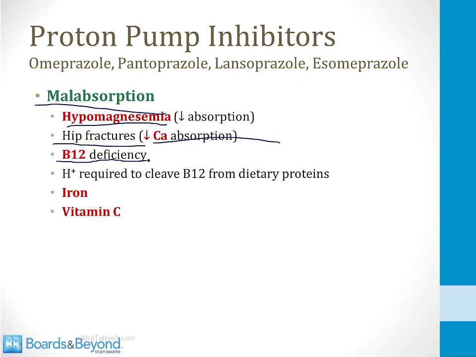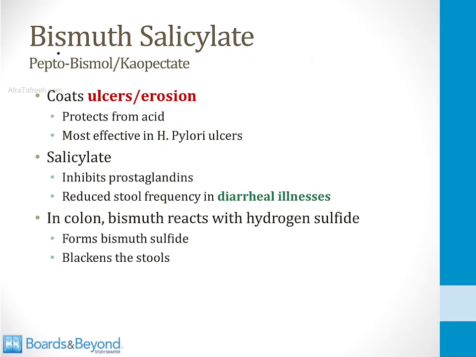You may know that you need intrinsic factor to absorb B12, but you first need acid in the stomach so that B12 can be separated from dietary proteins. This is less likely to occur when there's less stomach acid around because of proton pump inhibition. In addition, patients have been reported to absorb less iron and vitamin C when they are on long-term administration of proton pump inhibitors. The next drug we'll talk about is bismuth salicylate, which you may know by two of its trade names, Pepto-Bismol or kaopectate.